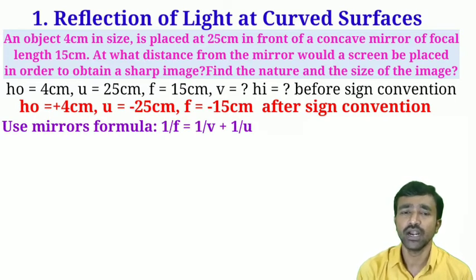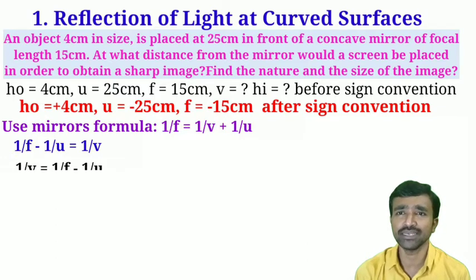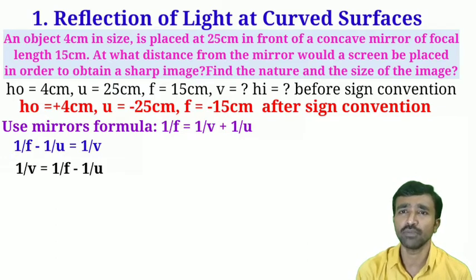Then note the mirror formula: 1 by f equal to 1 by v plus 1 by u. Here we transpose to find the required quantity. We need to find 1 by v. So first keep it on the right side only, then transpose the remaining 1 by u to the LHS. So we write 1 by f minus 1 by u is equal to 1 by v. Then 1 by v is the LHS, and the remaining 1 by f minus 1 by u is the RHS.